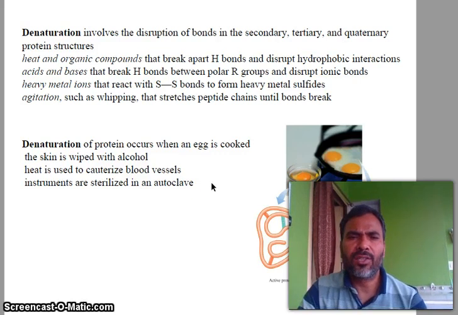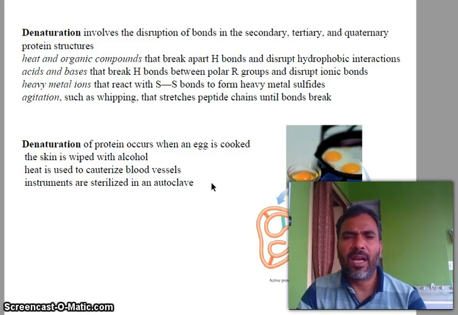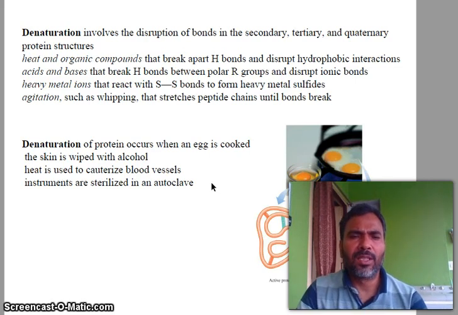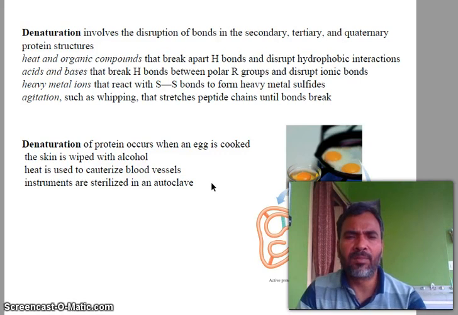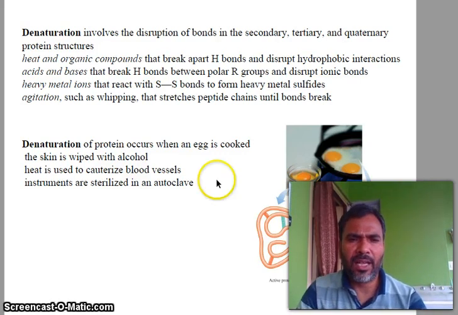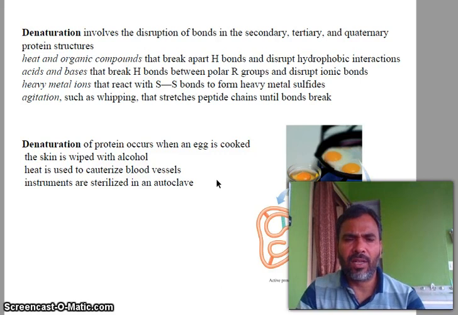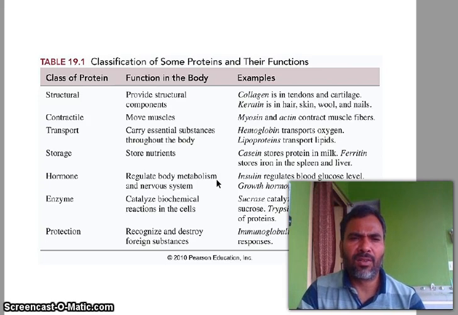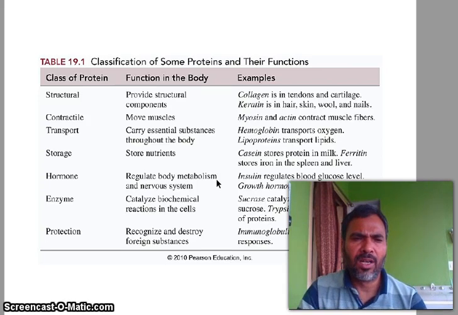Denaturation of proteins occurs when an egg is cooked, when the skin is wiped with alcohol, when heat is used to cauterize blood vessels, and when instruments are sterilized in an autoclave. So classification of proteins and their functions: structural, contractile, transport, storage, hormone, enzyme, protection, and so on.